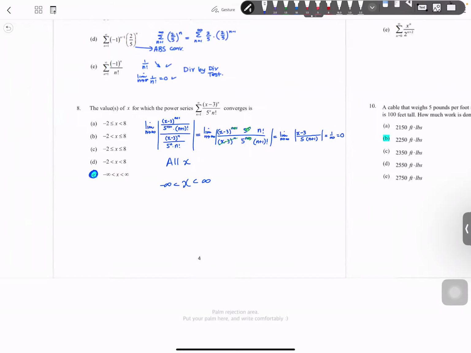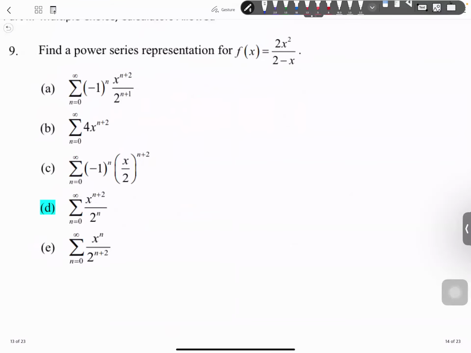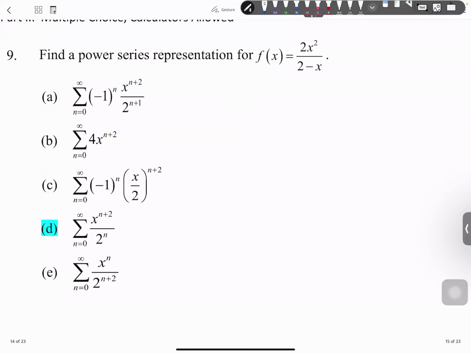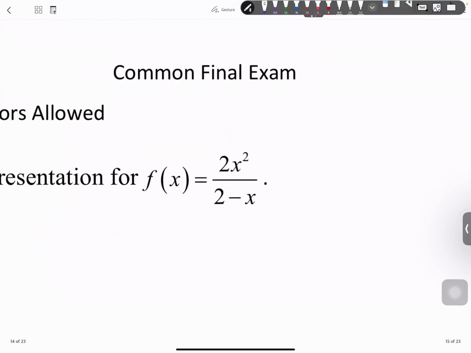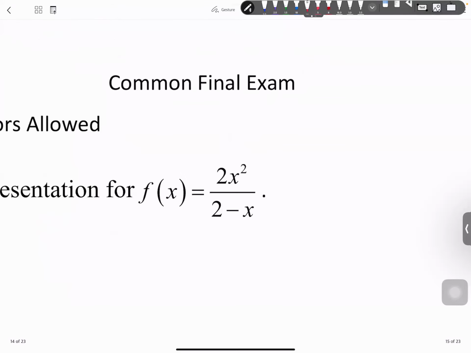All right, number 9. We would like to find a power series representation for f of x equals 2x squared over 2 minus x. All right, this looks a little crummy. I know what I want it to look like. It almost looks like a over 1 minus r, but not quite. What can I do to get this to fit that form exactly of a over 1 minus r?